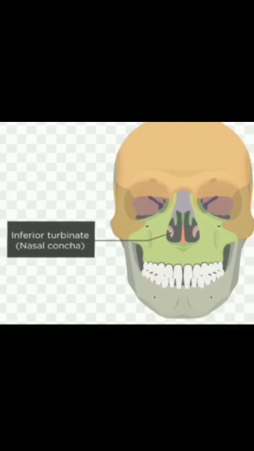The inferior nasal concha is one of the three paired nasal conchae in the nose. It extends horizontally along the lateral wall of the nasal cavity and consists of a lamina of spongy bone curled upon itself like a scroll.